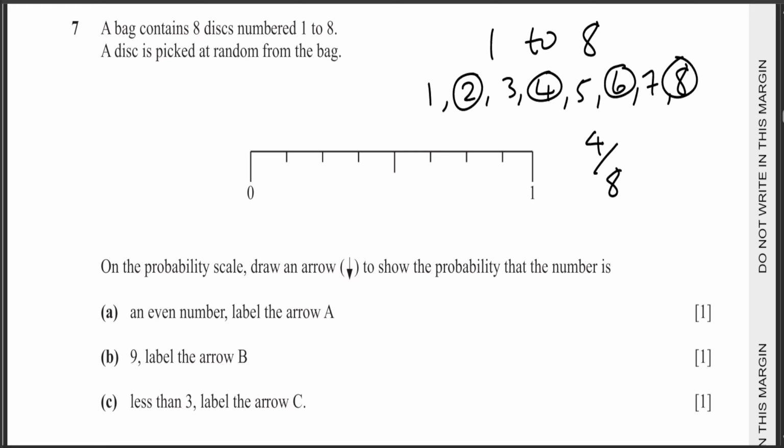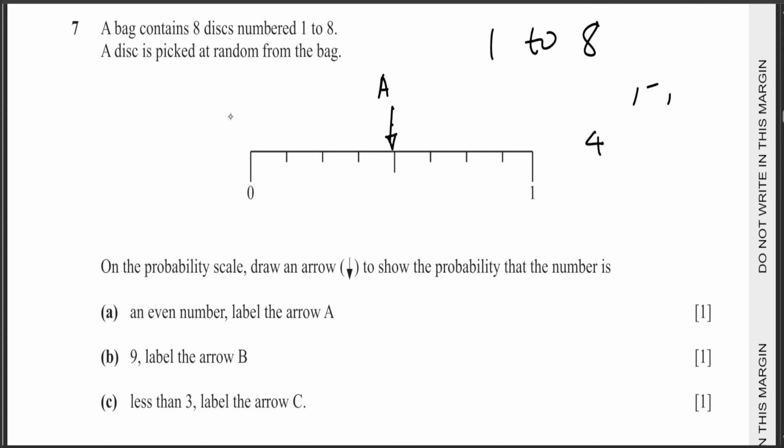So just count. Because this is 0.1, 0.2, 0.3, 0.4. So 4 over 8 means that if this is 1, this is 2, this is 3, this is 4. So this is where your 4 should be. So this is your A. Hopefully that is understood. Because you have 4 over 8, you just count 1, 2, 3, 4.